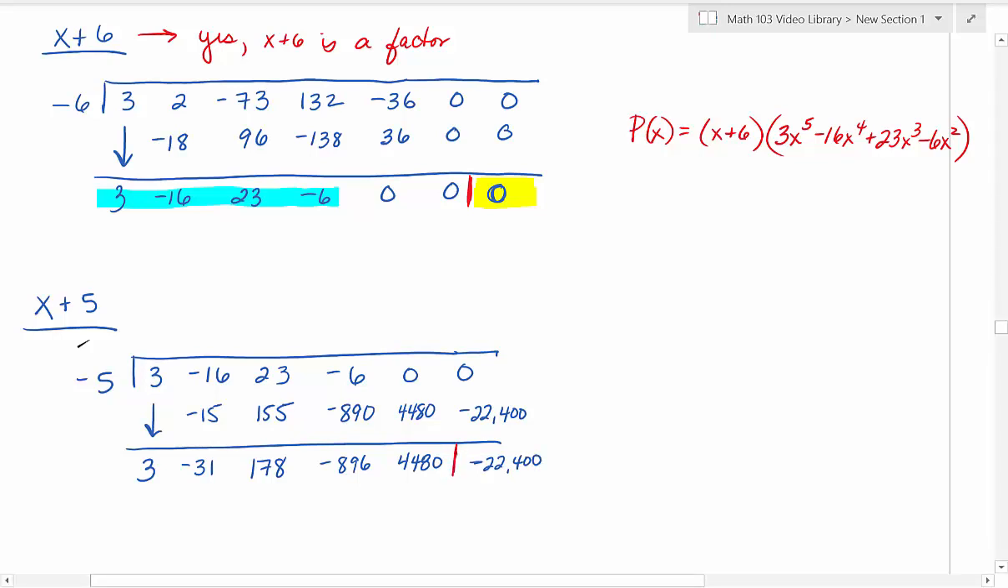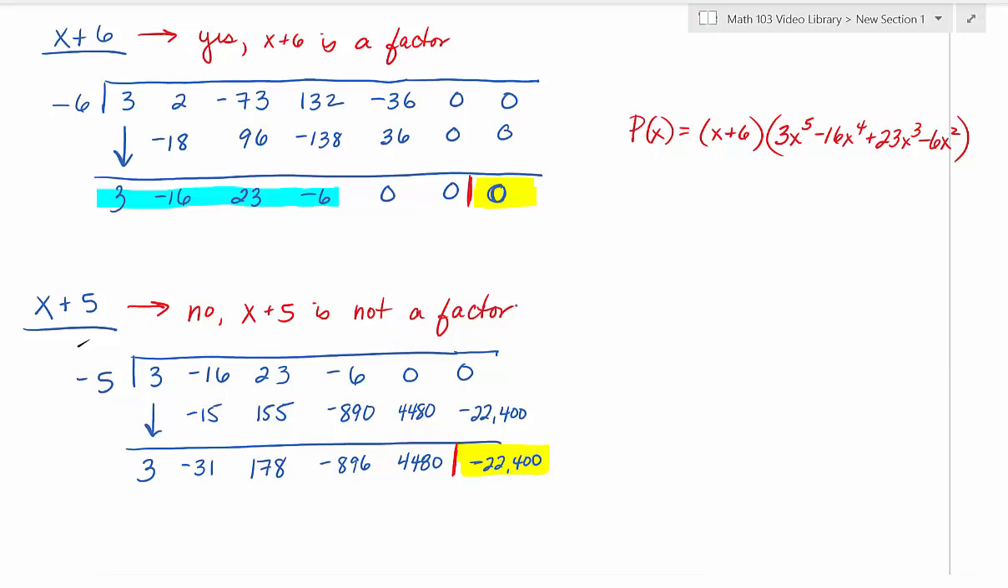The last number is always our remainder. So we take a look at that remainder. It is not 0. So that tells us no, x plus 5 is not a factor. Next, we need to check x minus 2. Again, we're trying to break down that 5th degree factor, so we want to divide the x minus 2 into that 5th degree factor.